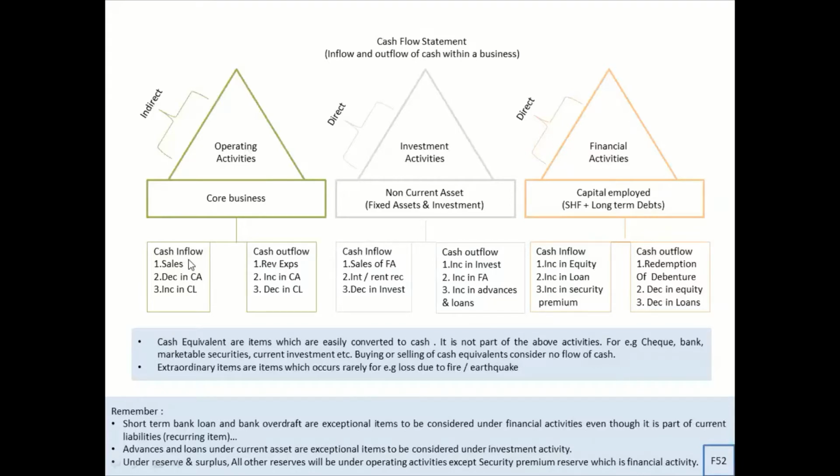Look into the examples over here. What are the examples of cash inflow? Sales. Obviously, sale is your core business. Decrease in current asset. Now, what is current asset? Current asset could be your debtors. How will a debtor decrease? When the debtors pay you off, right? That is why it comes in cash inflow. Same thing, there are examples of cash outflow. I have just written the abbreviations like CA is current asset, CL is your current liability. All right. So operating activity pertains to your current asset and current liability. We can just take it in that way.